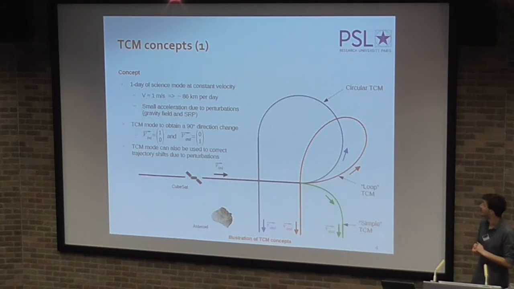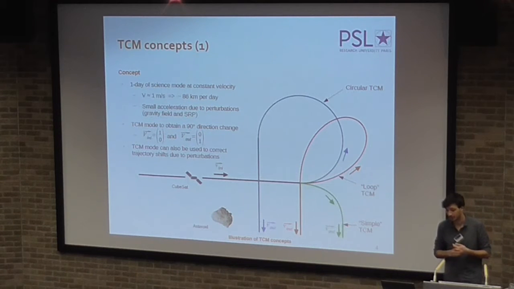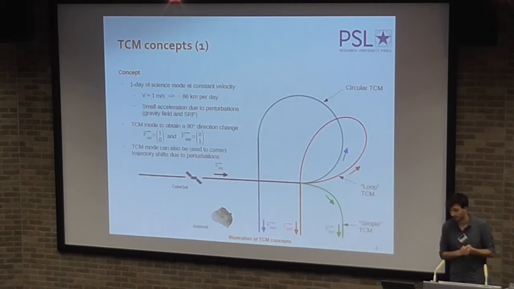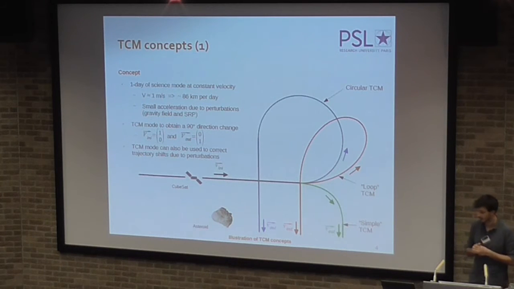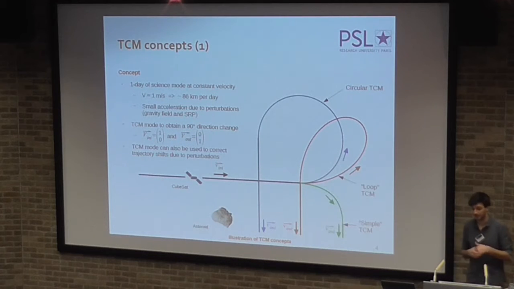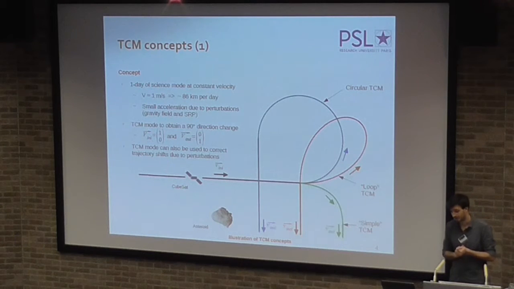Okay, so the trajectory correction maneuver concepts. As I said, we want to alternate segments of free-fall trajectories and TCM loops. Why we do that is because with such small bodies, it's tricky to orbit them in a circular way, because the velocity will be very low, the period will be very long, and it's unstable because of perturbations such as the solar radiation pressure.